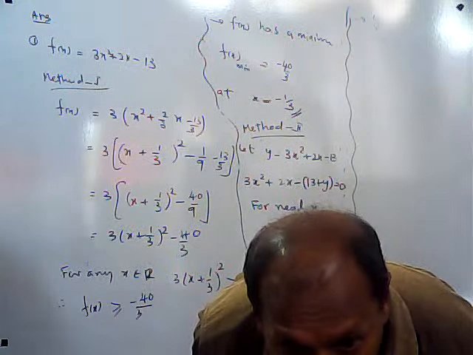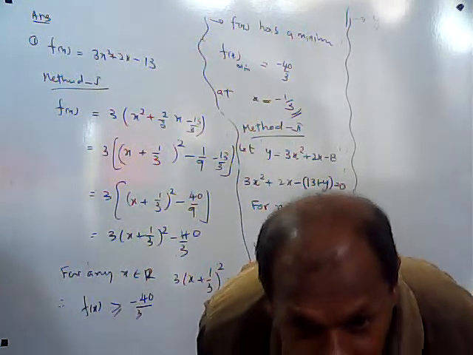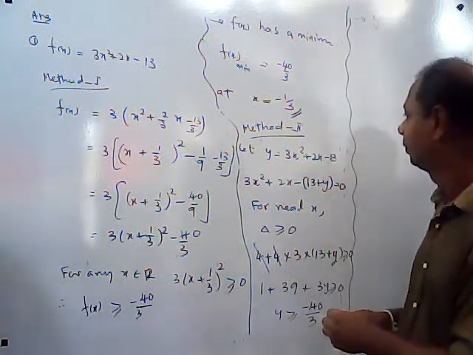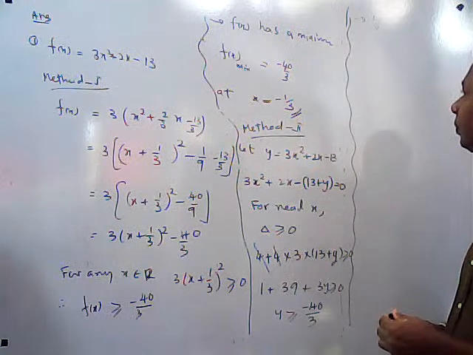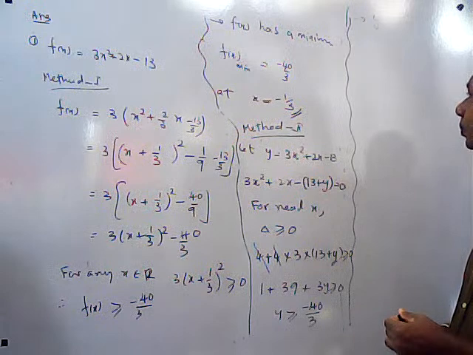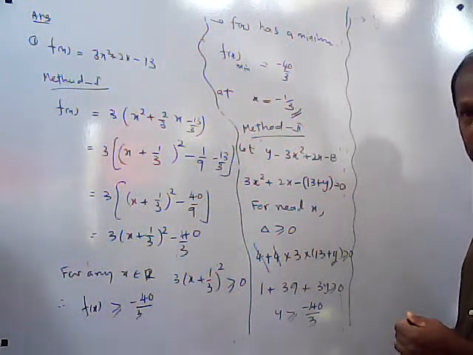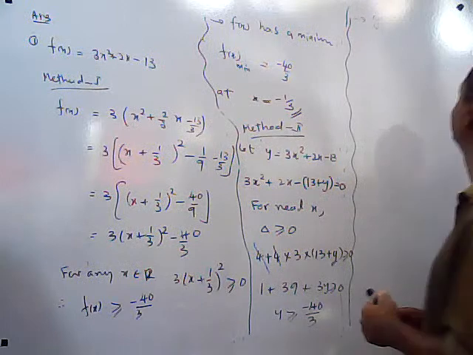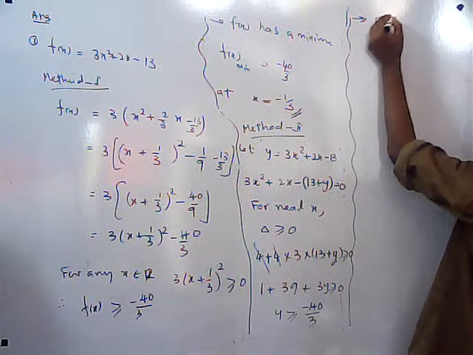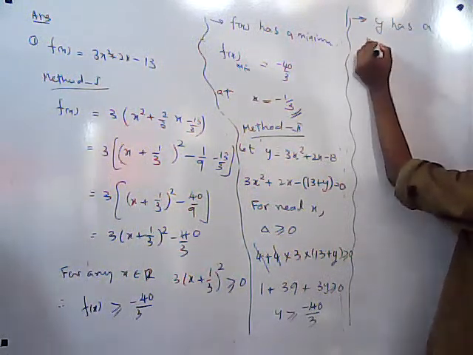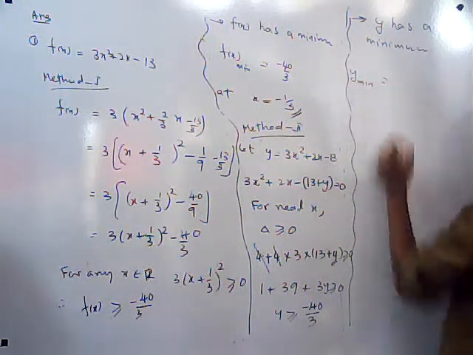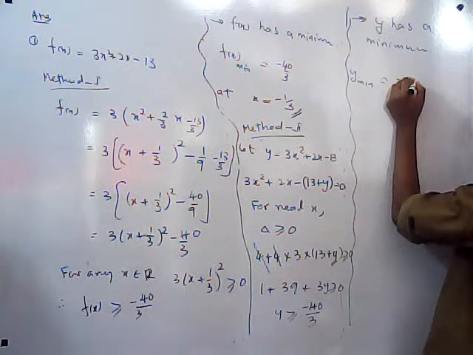In the first method, the number inside the bracket should be taken back. Right. So this implies y has a minimum. Y minimum is this, minus 40 over 3.